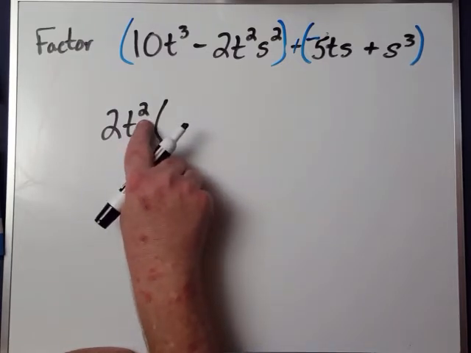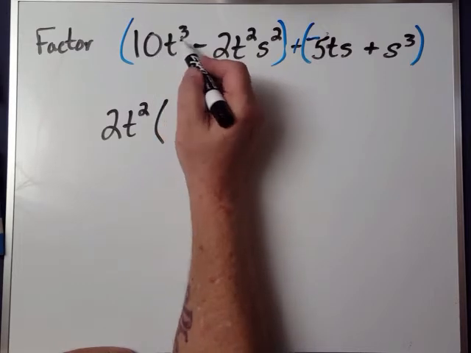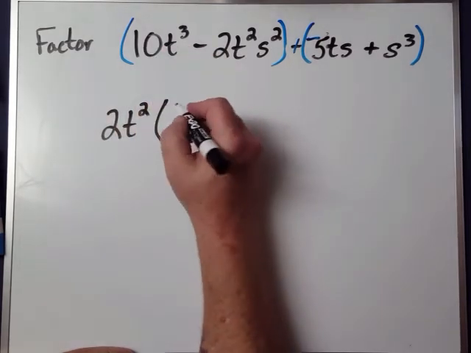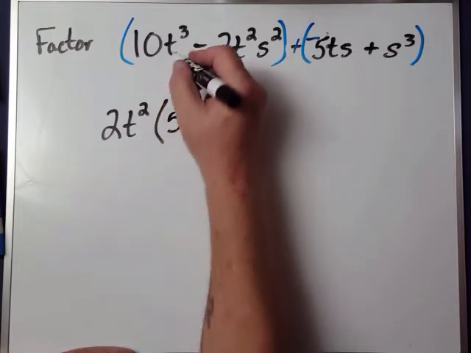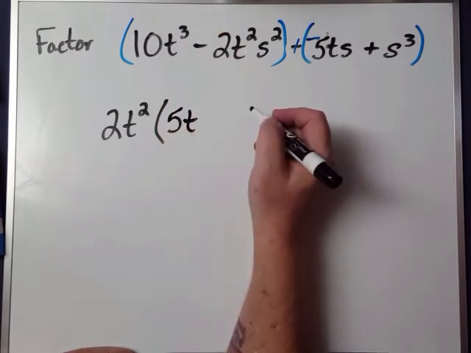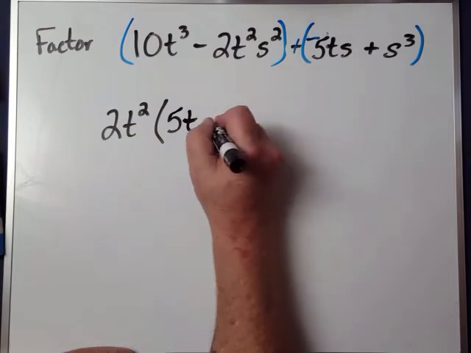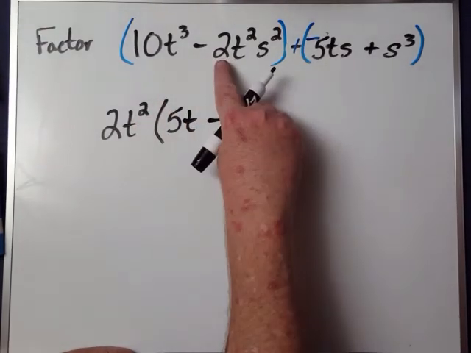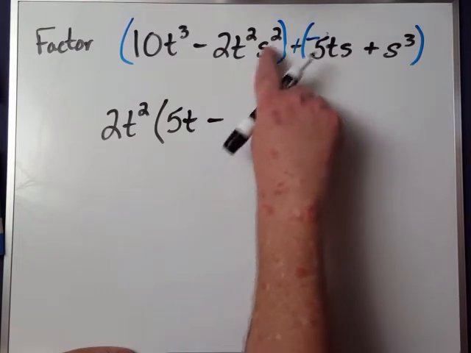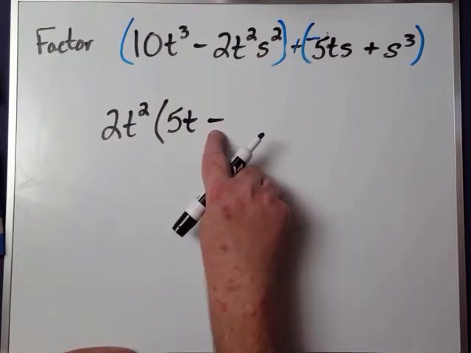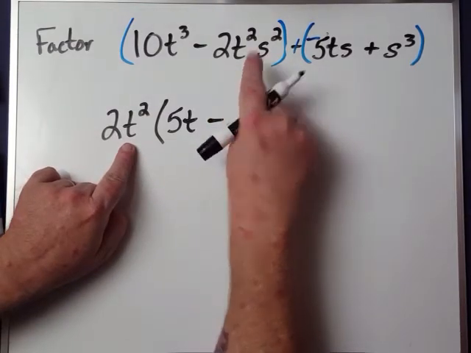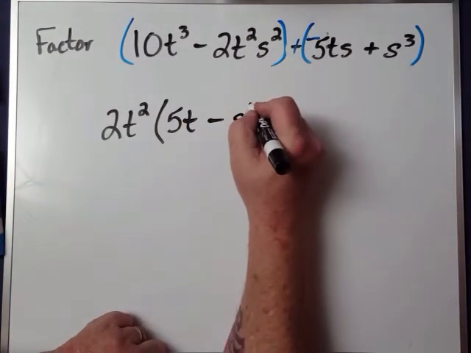Factoring out this 2t squared out of 10t cubed, it will leave behind, pull a 2 out of 10, it leaves 5. Pull a couple of t's out of 3 t's, it leaves a single t. And minus, if I pull 2t squared out of minus 2t squared s squared, it'll leave me minus. I pulled out the 2. I pulled out the t squared. The only thing that's left is the s squared.